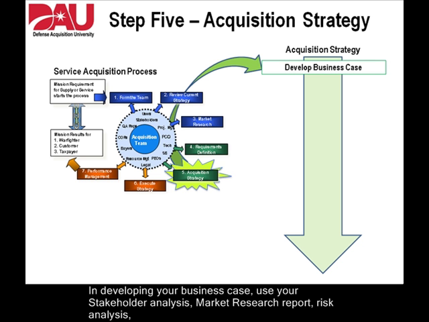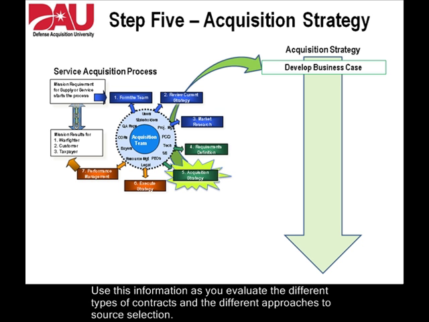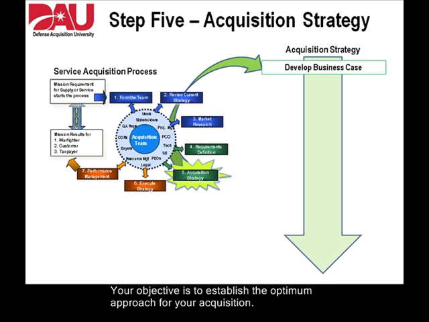In developing your business case, use your stakeholder analysis, market research report, risk analysis, PWS or SUE, and QASP developed in the first 4 steps. Capture and document the results of each. Use this information as you evaluate the different types of contracts and the different approaches to source selection. Your objective is to establish the optimum approach for your acquisition.